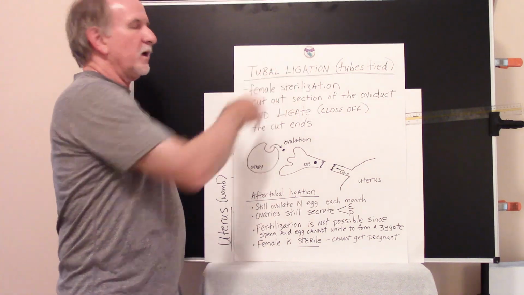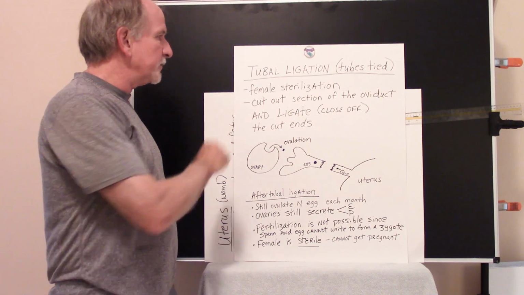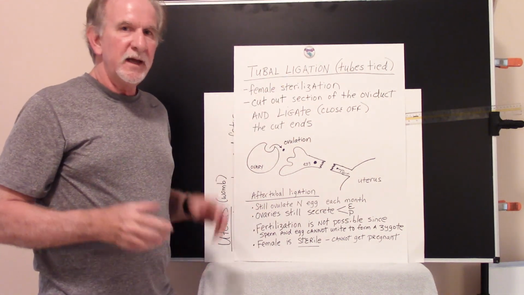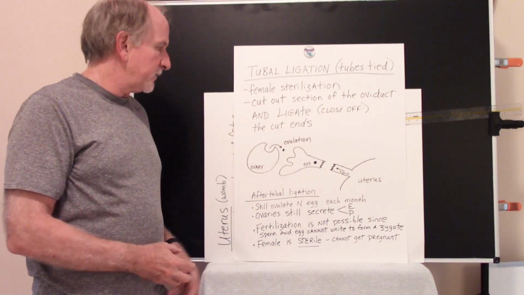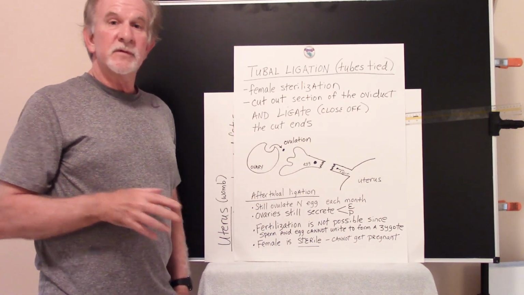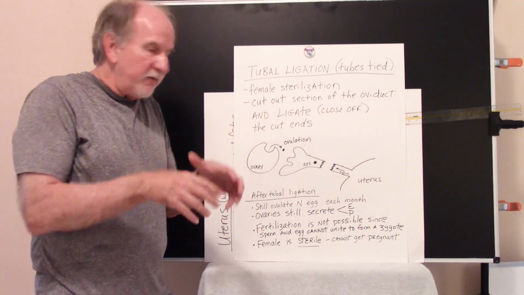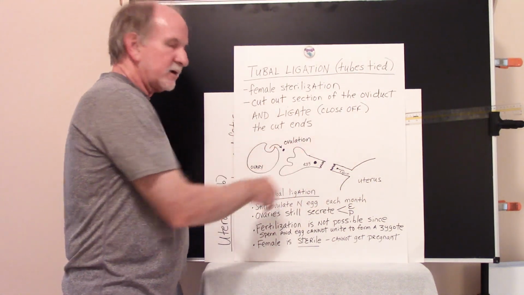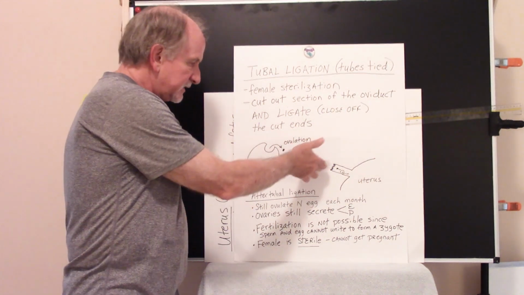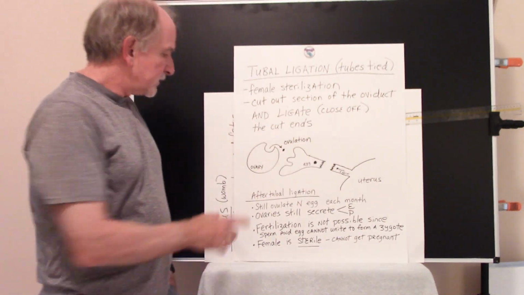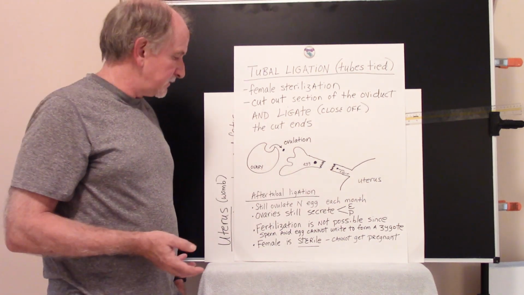In the case of a tubal ligation, it's a female sterilization. And what happens is we're going to cut out a section of the oviduct and close it off. The term ligate means to close off. So a physician would have to go into the abdominal pelvic cavity and literally cut out a section of each oviduct, because this would be done bilaterally, and then seal off the cut ends. So after tubal ligation, a female still ovulates eggs.